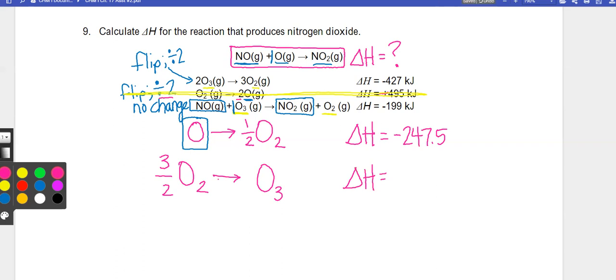Okay, so now the delta H number, don't forget about that. Flipping makes it change sign, so it was negative before, so now it's going to be a positive number. And we take the 427 positive divided by 2, and you get 213.5.